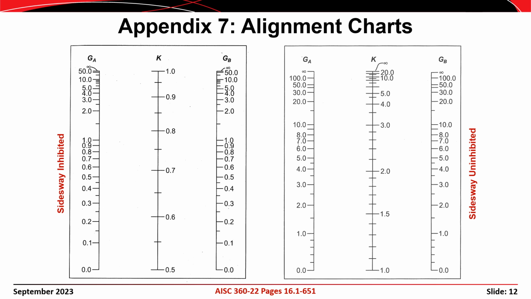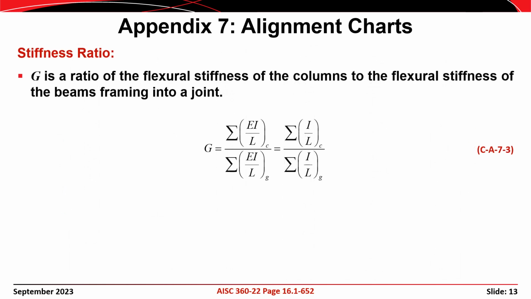Finally, here are the two alignment charts that are used to calculate the effective length factor K. The alignment chart shown on the left is for a side sway inhibited frame, and the chart shown on the right is for a side sway uninhibited frame, or a moment resisting frame. These charts are constructed such that the effective length factor K is determined as a function of two G factors, one for each end of the column. G is the ratio of the flexural stiffness of the columns to the flexural stiffness of the beams that are framing into any given joint.